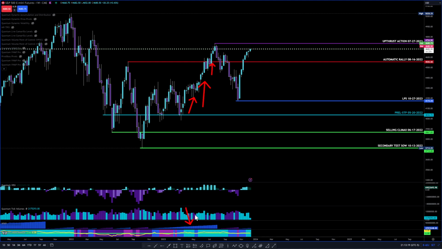We had a lot of volume accumulating here in the waves. And now in this push up here, the volume is much lower, right? So that's something to note as well. This could be indicative of a false breakout. So all of these things you have to keep in mind. This is the VRSI, the volume relative strength indicator from Quantum Trading.